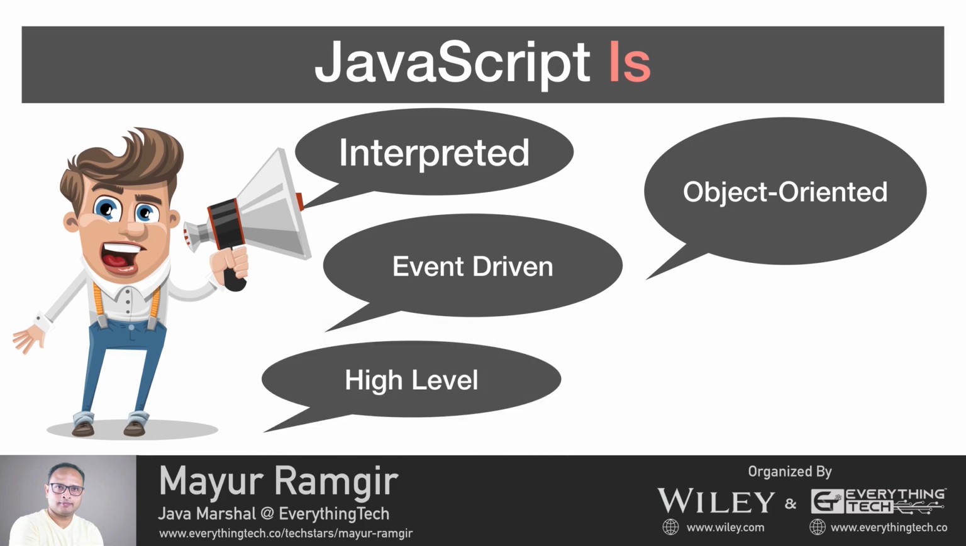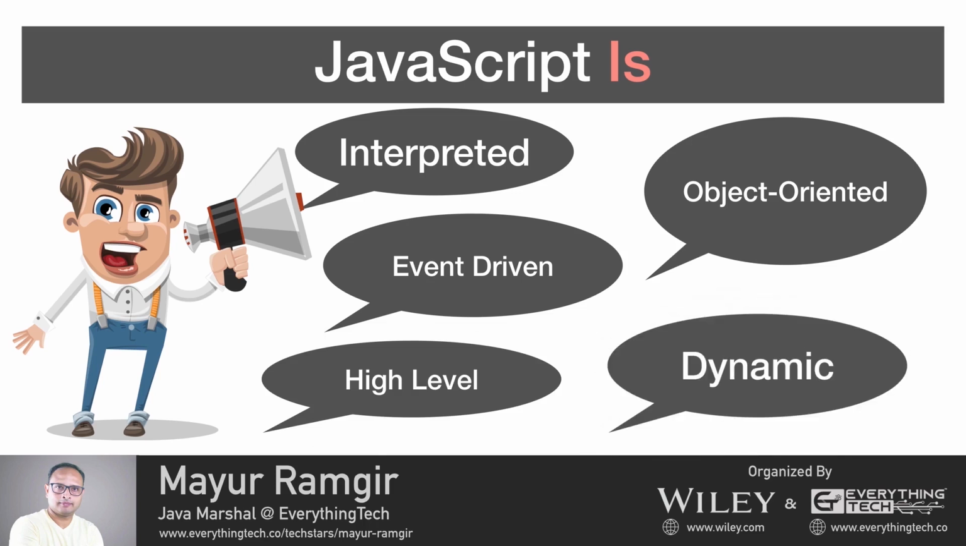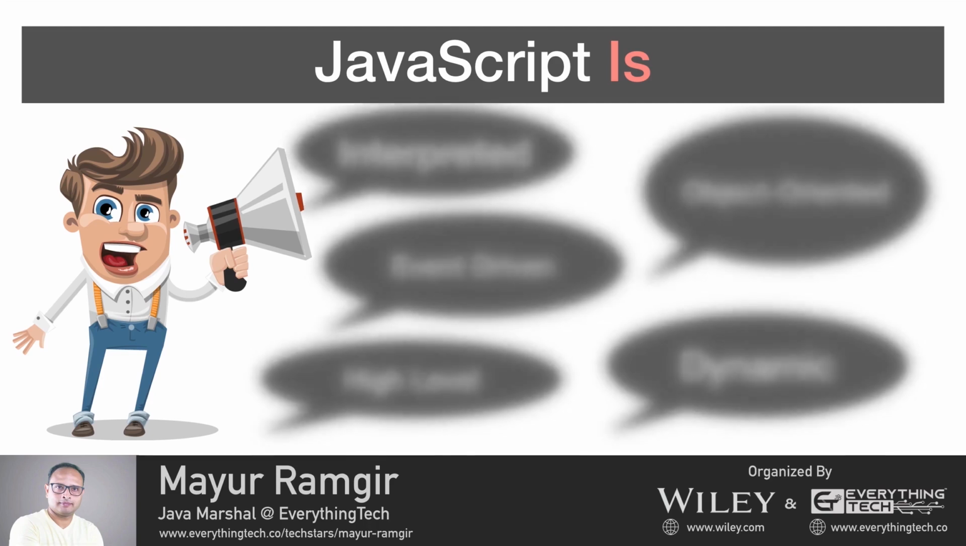JavaScript is a high-level language, which means it does not depend on the underlying computer type, and it is more of a human-readable language. JavaScript is a dynamic language, as you can create new variables at runtime, and also the type of variables is determined at runtime.